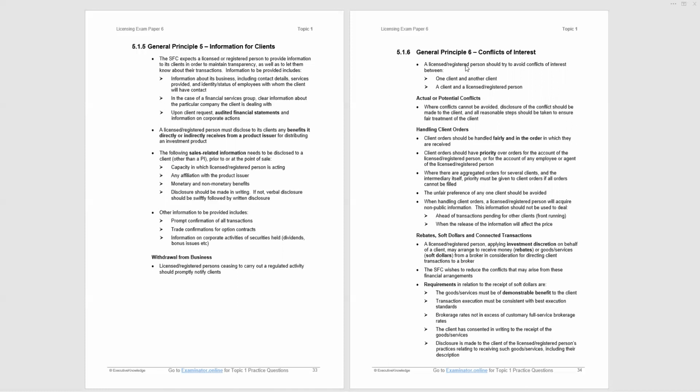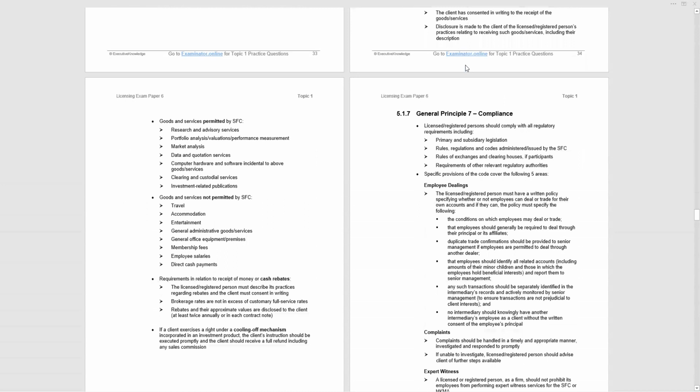Now, with soft dollars, if your fund manager is directing trades to a particular broker, you could well receive complimentary goods and services. But for that to be valid, the goods and services must be of demonstrable benefit to the client, and that is the first of the last set of bullet points at the bottom of page 34.